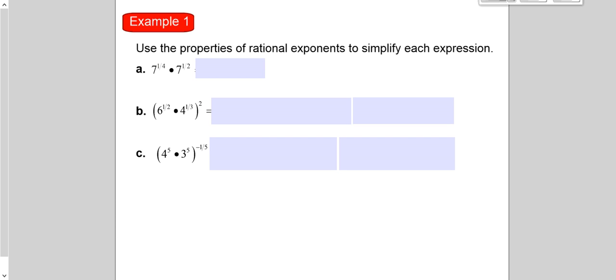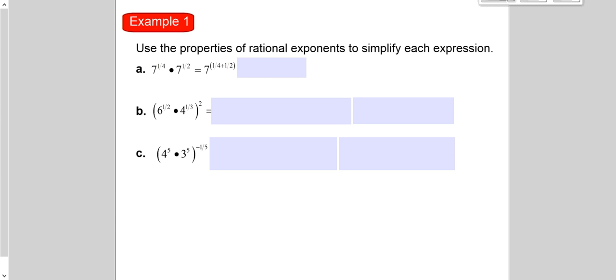So, notice it also applies to our fraction exponents. Here we go. 7 to the 1/4 times 7 to the 1/2 power. Multiplying 2 powers with the same base, the big number, the 7, is called your base number, we add the exponents. So 1/4 plus 1/2.